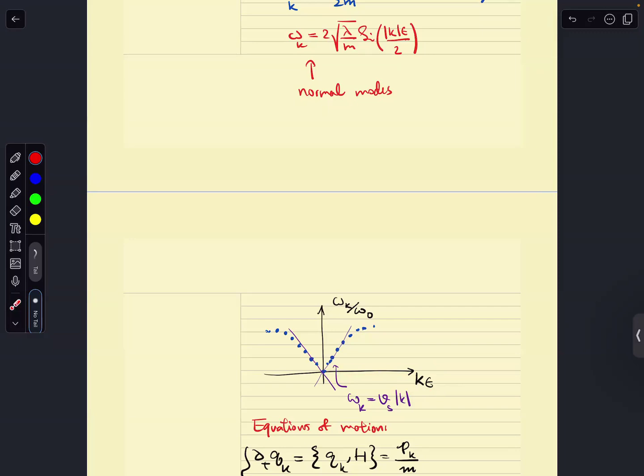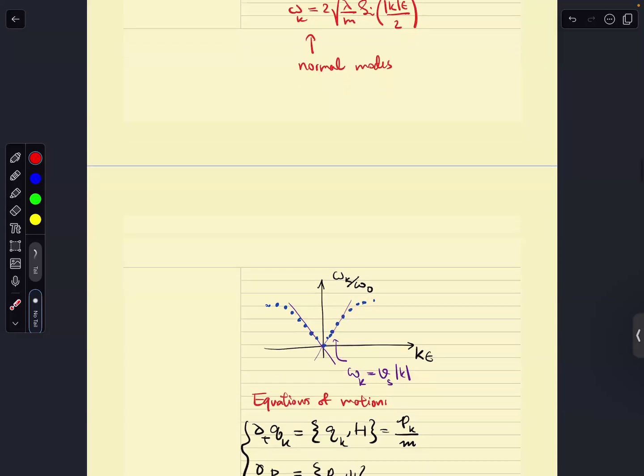If you make this plot, you see that the dispersion relation looks linear near 0. Then it grows and flattens out. It doesn't actually flatten out; it turns over and comes back.